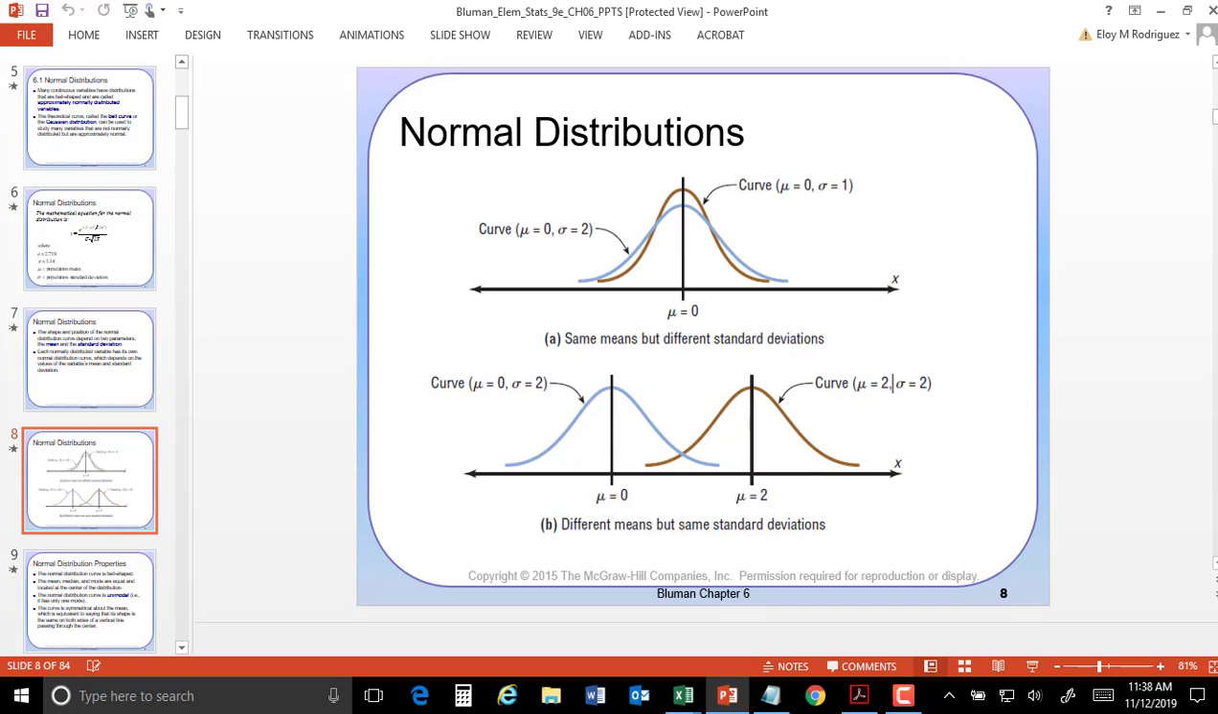Now, the one in blue has a deviation of 2, right? So it's a wider spread from the average. Yes or no? Because this is 1, so blue is wider because it has a deviation of 2. All right, now look what happens here. We have 0 and 2, but now this one shifts over because mu is 2 and sigma is 2. That's just how it looks under different parameters.